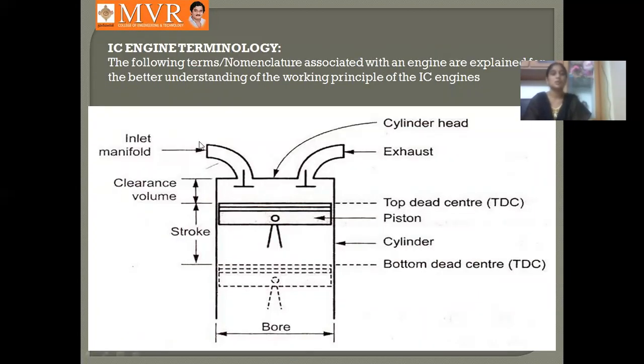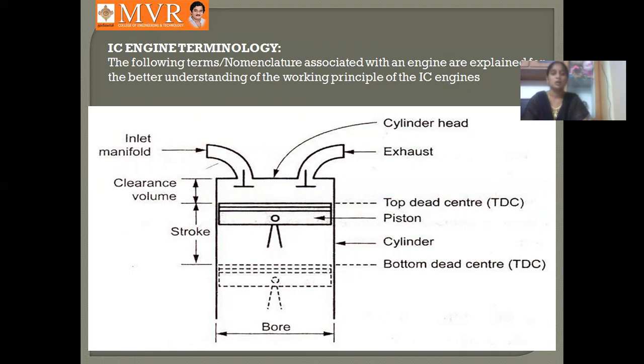This is an inlet port. This is an exhaust port. This is the TDC and this is the BDC. TDC is where the connecting rod reaches its upward motion limit, called the top dead center. The downward limit is called the bottom dead center. This is the cylinder. At the topmost position of the cylinder is the cylinder head.